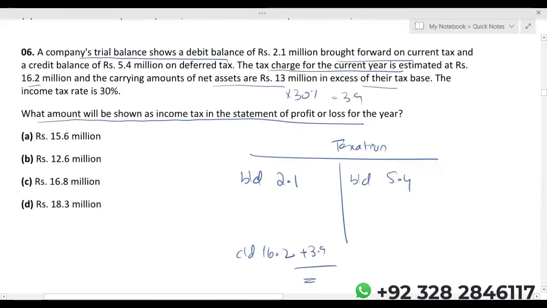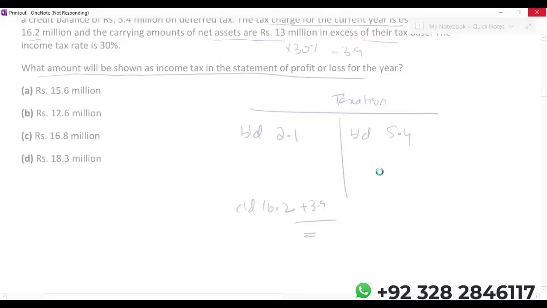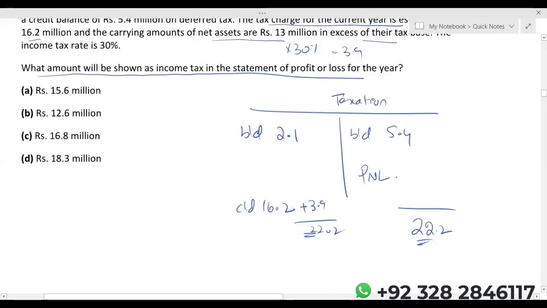You can see that the under provision is increasing your current year income tax expense. So 2.1 plus 16.2 plus 3.9 is 22.2 million. Oh no, just a minute. Students, in the P&L, I'm getting 16.8 million.